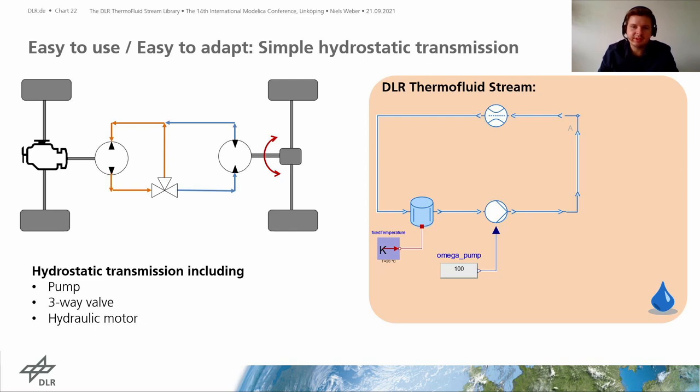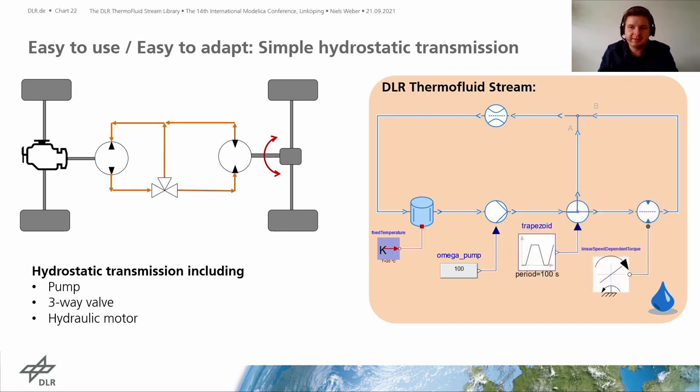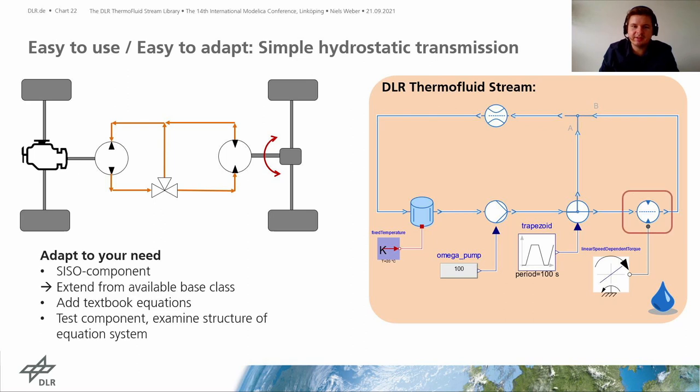And from the introductory, we know that we have to break every loop with a volume element, as it is done here. And by adding a switching valve and the hydraulic motor, we could complete our system. But as we take a look into our library, we realize that the hydraulic motor is not yet included, so we have to add it on our own.